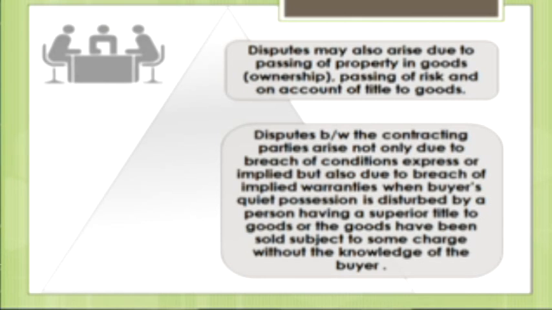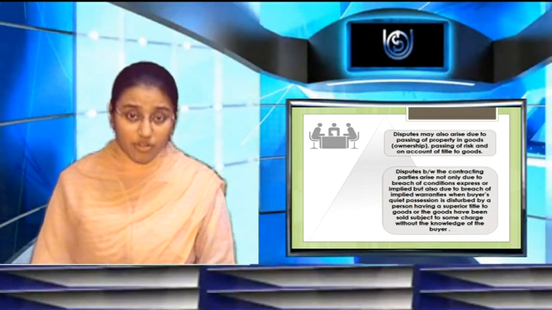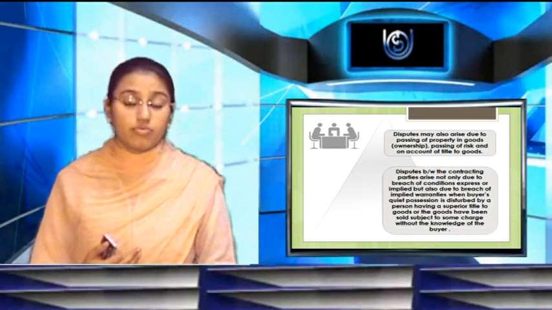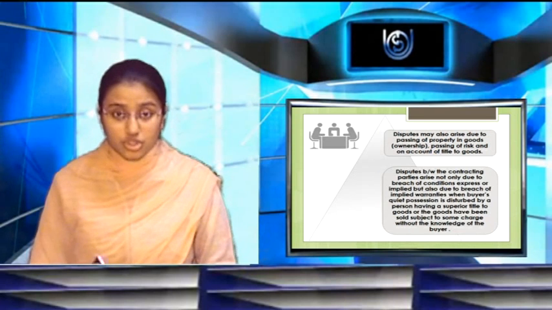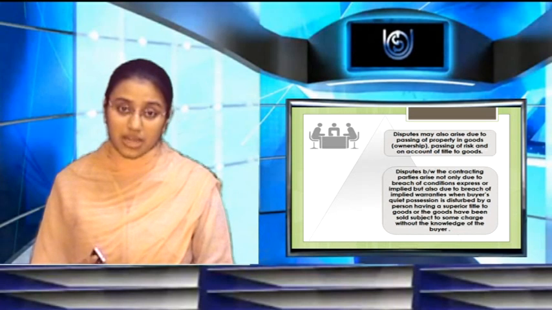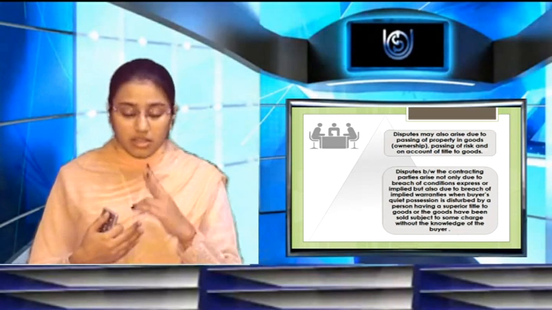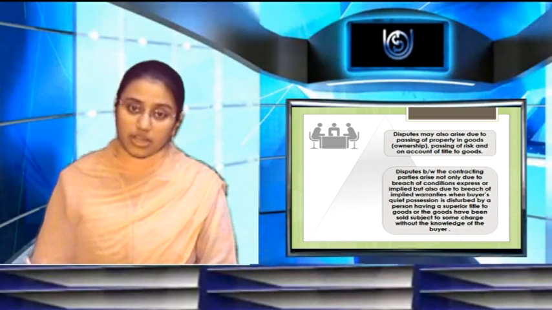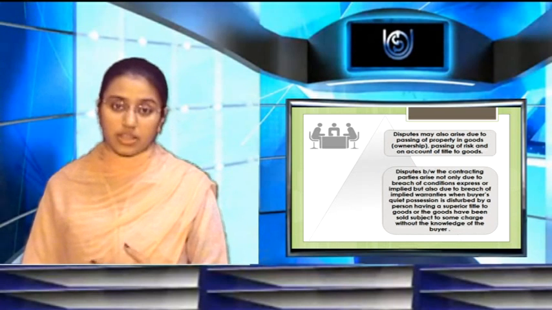Dispute also arises when there is a dispute between the contracting parties, not only due to the breach of contract or breach of condition expressed or implied, but also on the breach of warranties. अगर दोनों ही parties के बीच में किसी तरीके का dispute हो जाता है, and one of the reasons is कि दोनों ही parties में से किसी पार्टी ने breach of condition और breach of warranty की है, so that will lead to another kind of dispute arising between the parties.